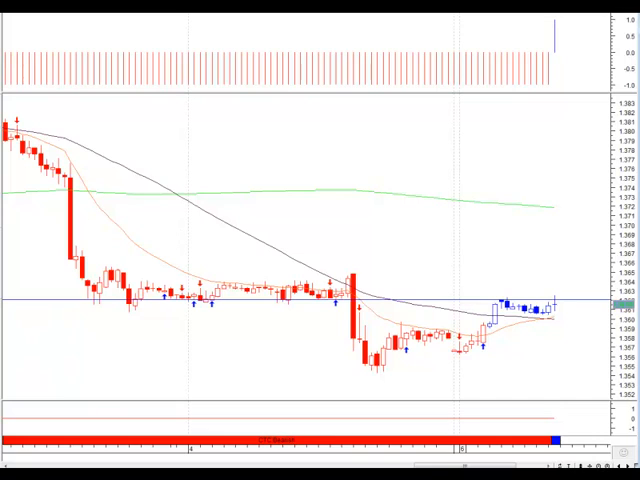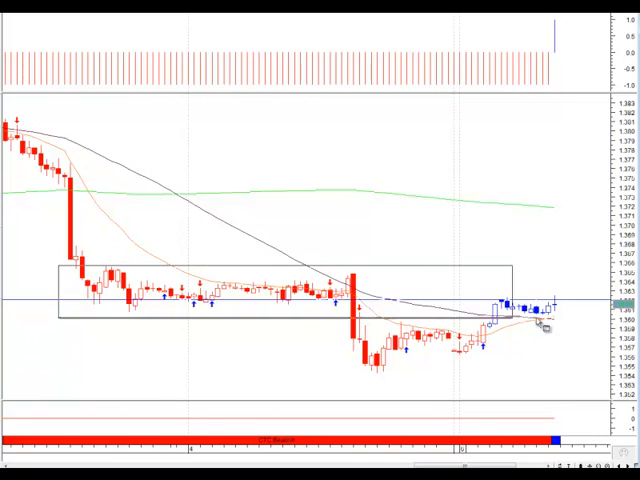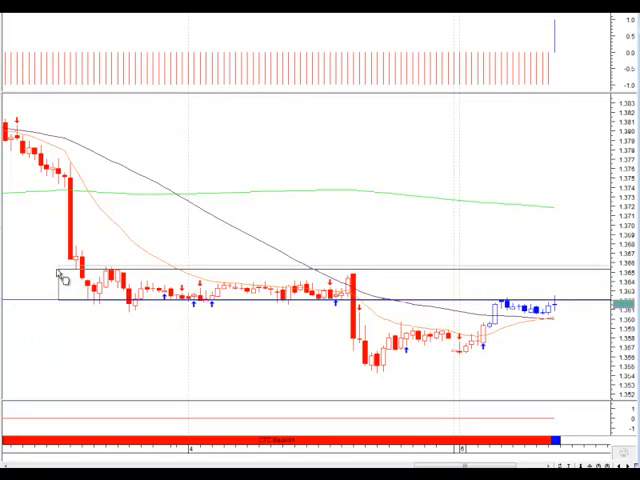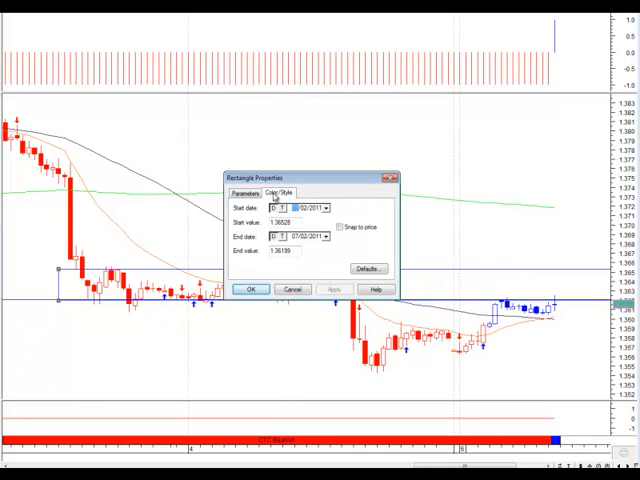Now, ideally, we want to be trading above that, this area here. I'm just doing a quick box pattern. I like trading with boxes. There we go. So we want to be trading above that noise, for all you intraday traders. This is a 30-minute time frame I'm looking at here.